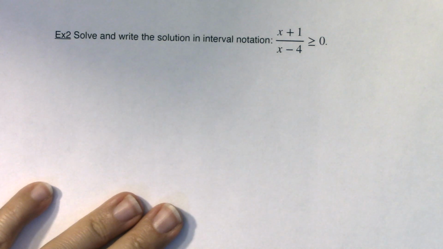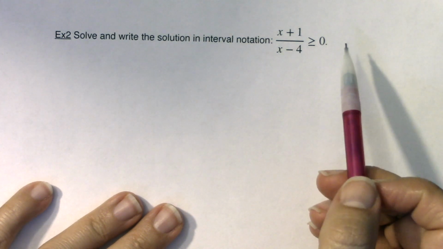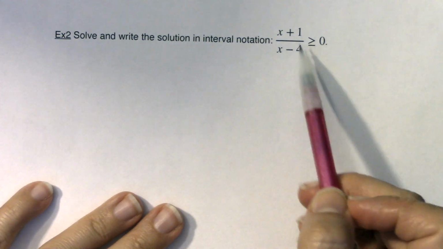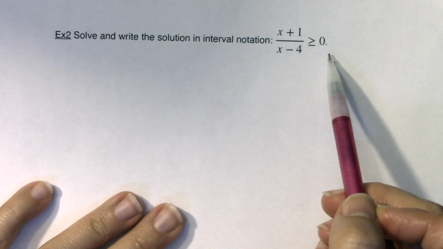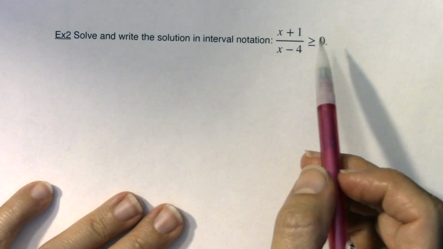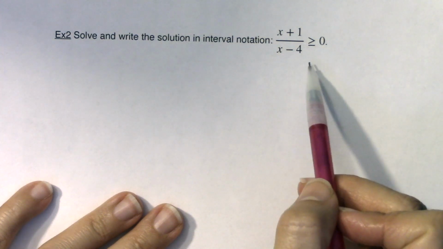Hey folks, let's go ahead and take a look at example 2. It's pretty similar to example 1. We're going to change things up a bit. So in this particular example, we want to figure out when this rational expression is greater than or equal to 0. Okay, great. So this already has a 0 here, no problem.